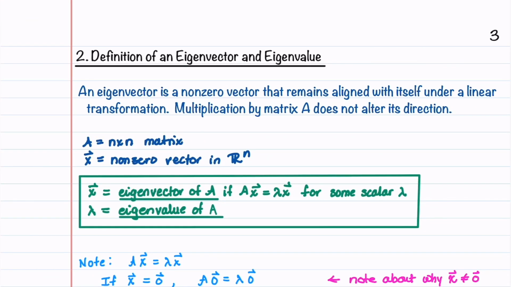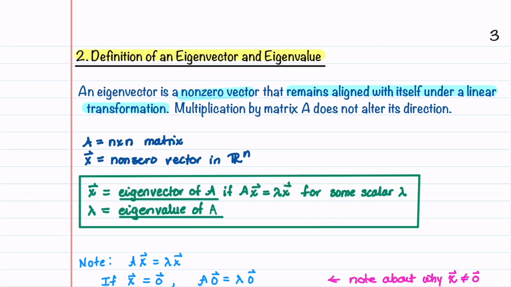Now that we have an intuitive sense of what an eigenvector is, let's see how eigenvectors are formally defined. An eigenvector is defined as a non-zero vector that remains aligned with itself under a linear transformation. That means that multiplication by A does not alter its direction.